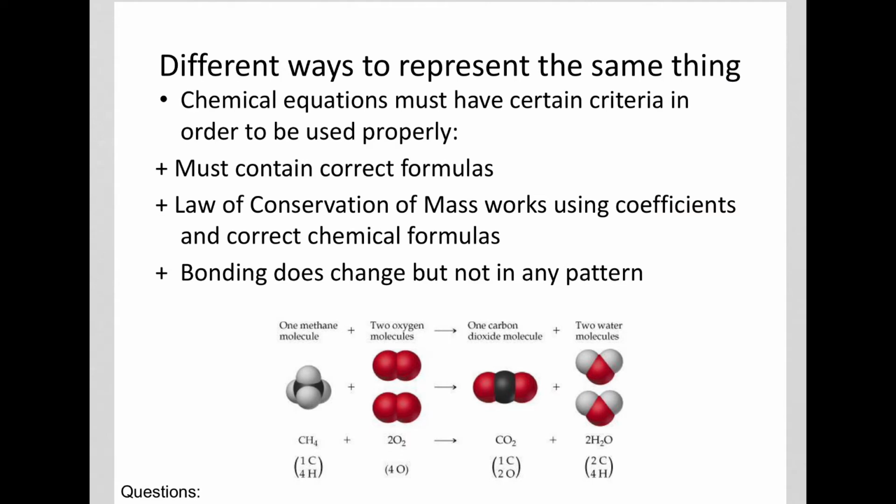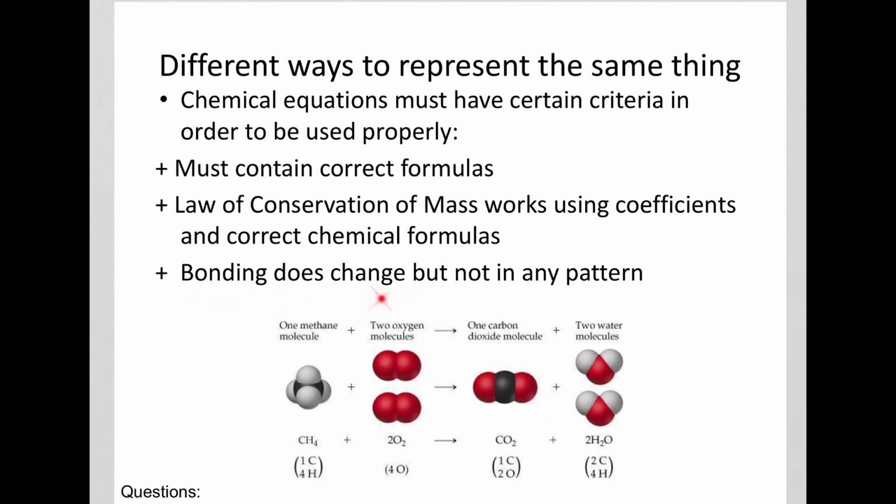So, different ways to represent the same thing. They have to have a couple of things in order to be a chemical equation, meaning correct. Correct chemical formulas. The law of conservation of mass is what we use for the coefficients, because the idea is that if we start off with 1 methane molecule and 2 oxygen molecules, we get all the same atoms, which means no atoms are destroyed, none are lost. They're all contained within the chemical reaction.